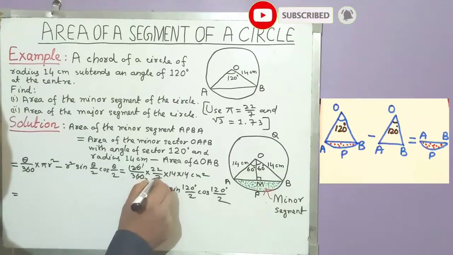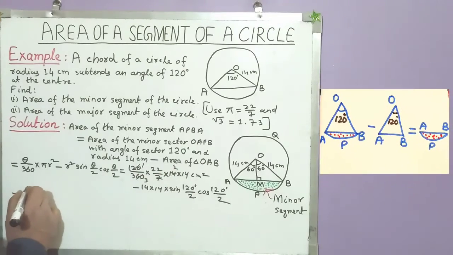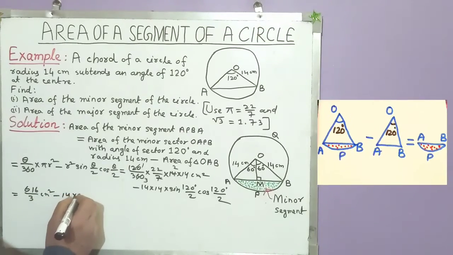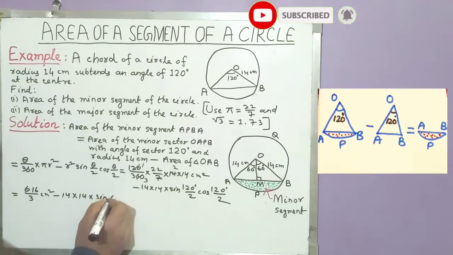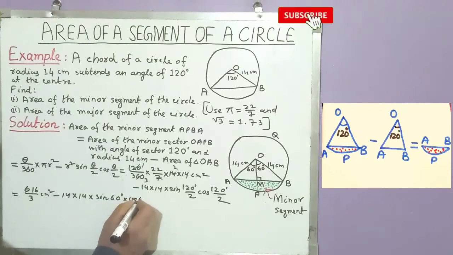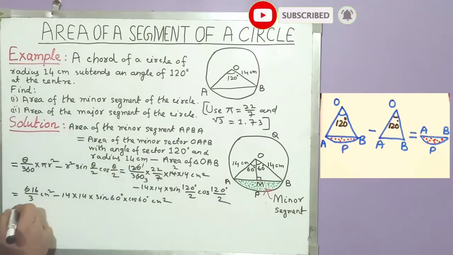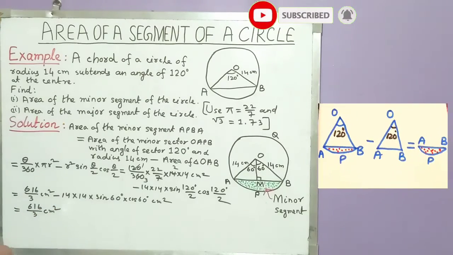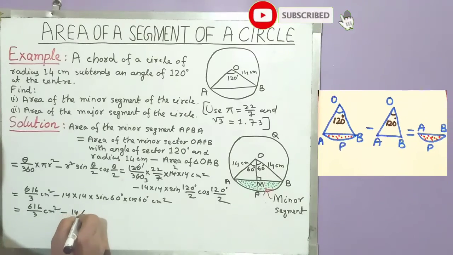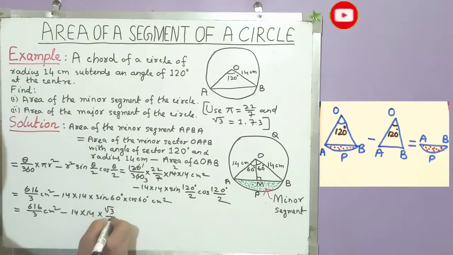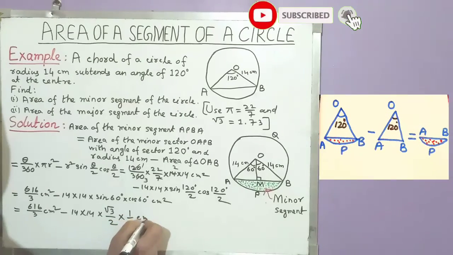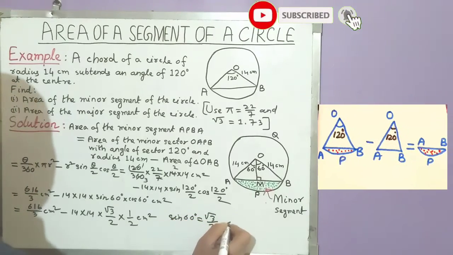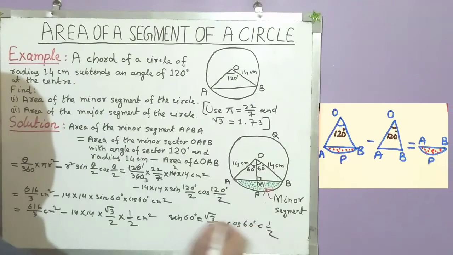On simplifying, we get 616 upon 3 centimeter square minus 14 into 14 into sine 60 degree into cos 60 degree centimeter square, that equals 616 by 3 centimeter square and this equals 14 into 14 into root 3 by 2 into half centimeter square, because we know that sine 60 equals root 3 by 2 and cos 60 equals half.